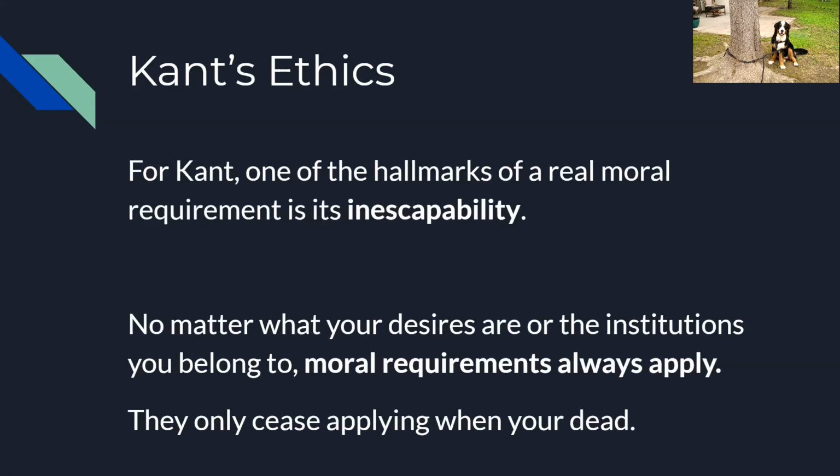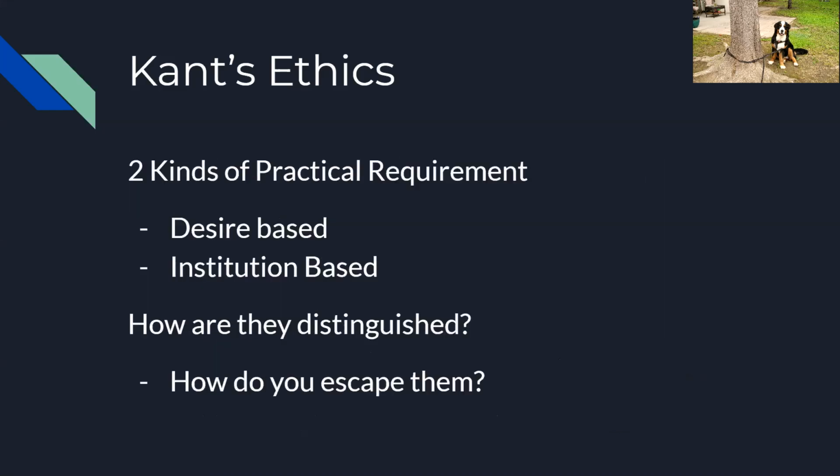So for Kant, the hallmark of moral requirements is that they're not escapable. Remember, there's two kinds of practical requirements I talked about, desire-based ones and institution-based ones, and you can distinguish between these two on the basis of how you escape them, right? For desire-based ones, you would give up the desire, and for institution-based ones, you reject the institution, you try to get yourself out of the institution.